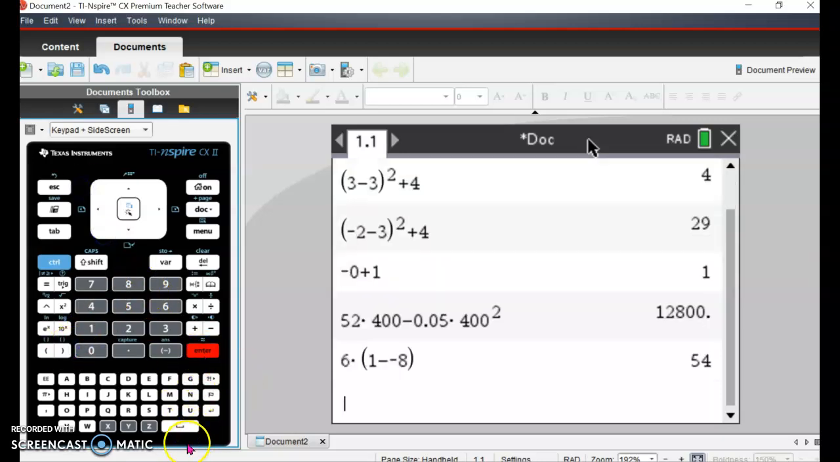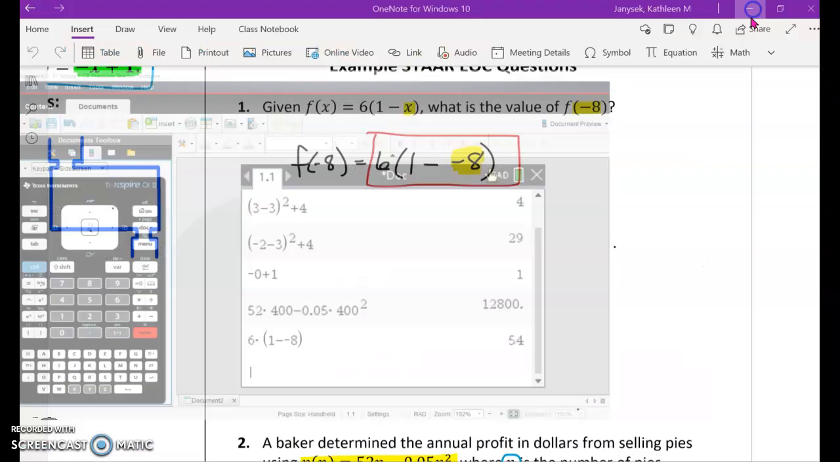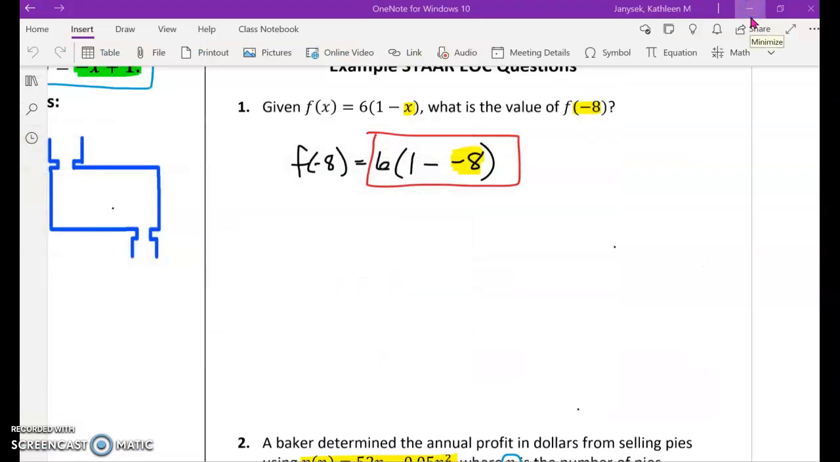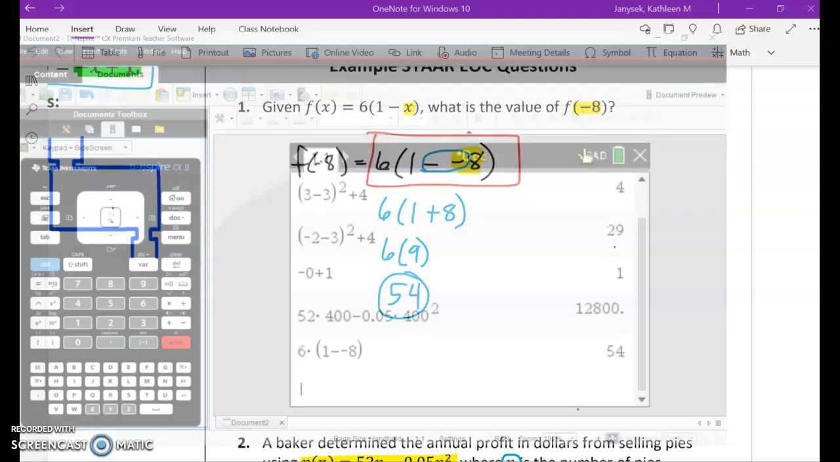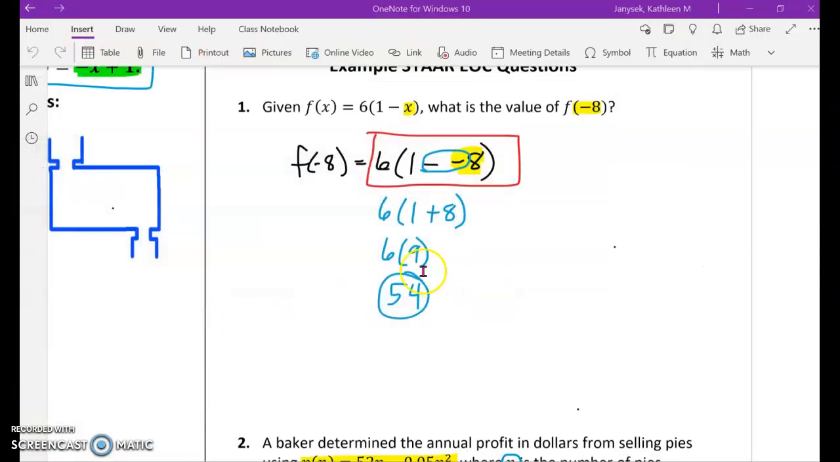It is 54. Because for those of y'all that remember from middle school, a double negative is the same as a plus when they're right next to each other like that. So that double negative actually really becomes a plus. So 6, 1 plus 8, which is 9, and 6 times 9 is 54. And so you can just type it in your calculator, but you can also calculate it yourself. F of -8, when the input is -8, the output is 54.